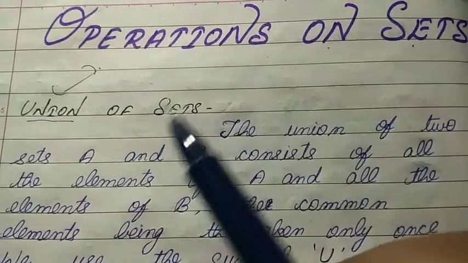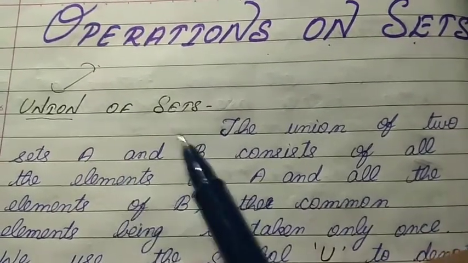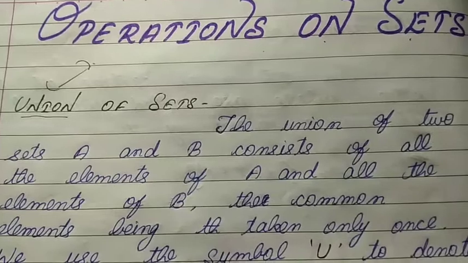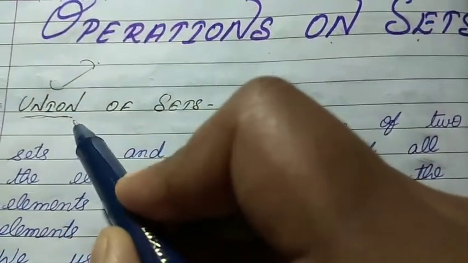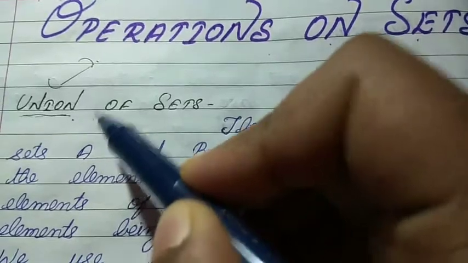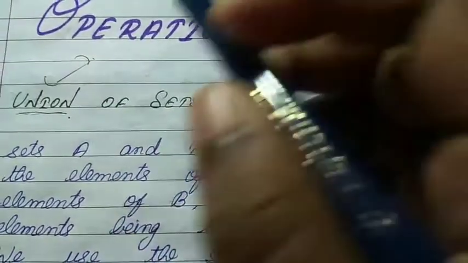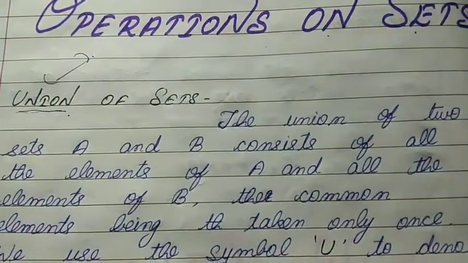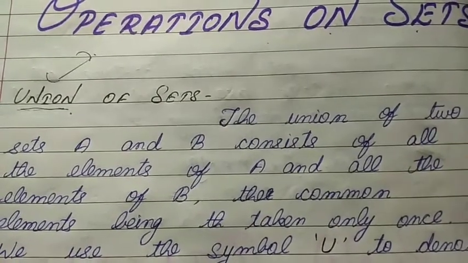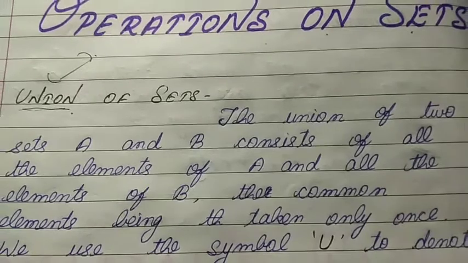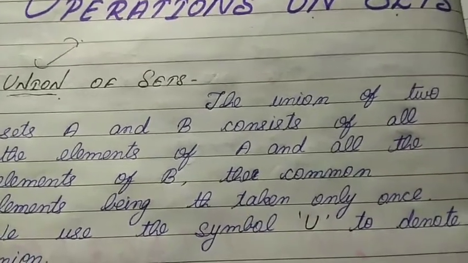Okay, so there are two types. One is union of sets and the other one is intersection of sets. Union here means, as the name suggests, all together. Two sets will be given, or three sets will be given. We have to write a particular set in a combined way. So now let us see how to write it.